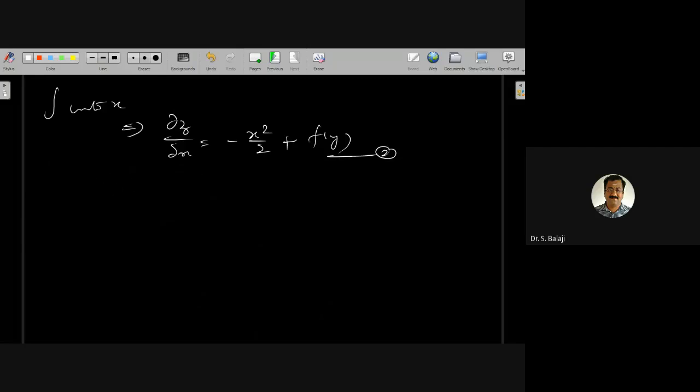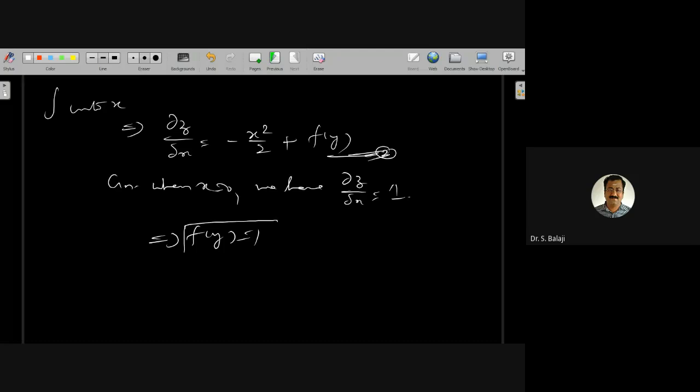Given that when x is equal to 0, we have ∂z/∂x is equal to 1. Substitute 0 here, x is equal to 0 here. This term is totally 0, this is 1 only here. This implies f of y is equal to 1. It is not a function of y, it is an arbitrary constant only here.